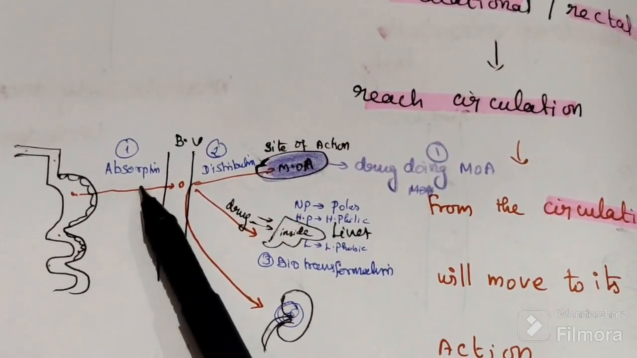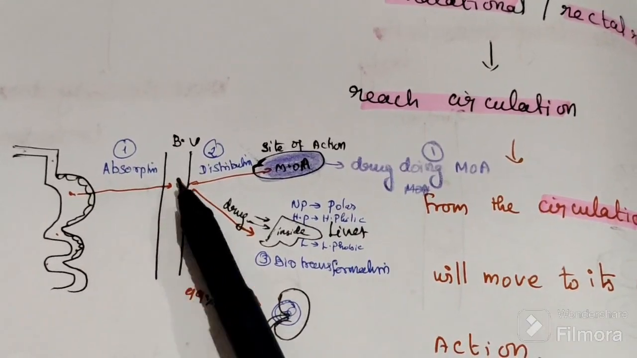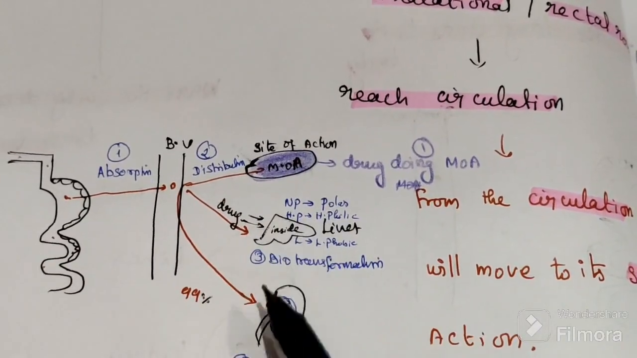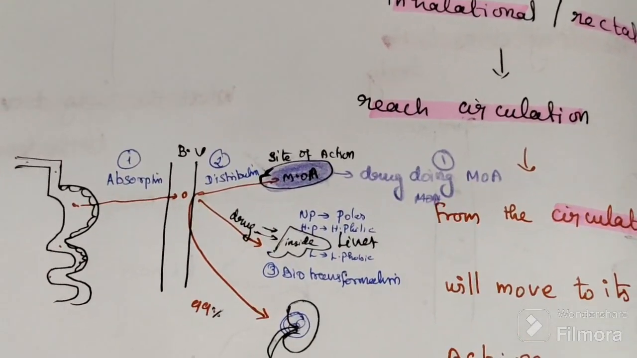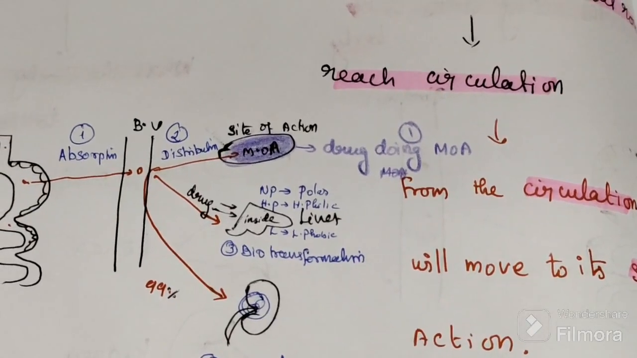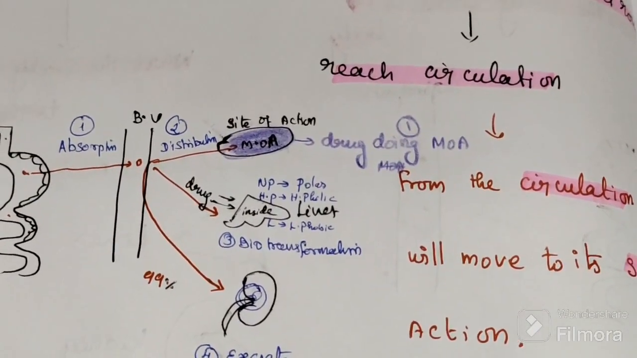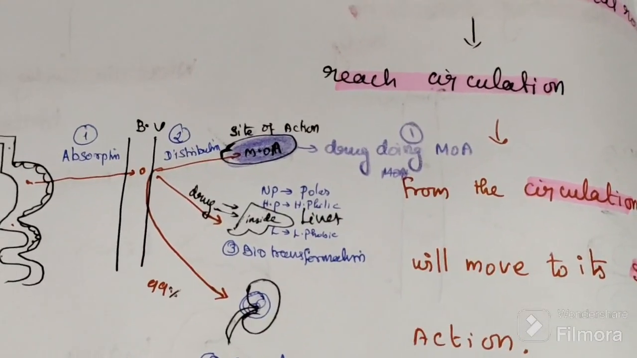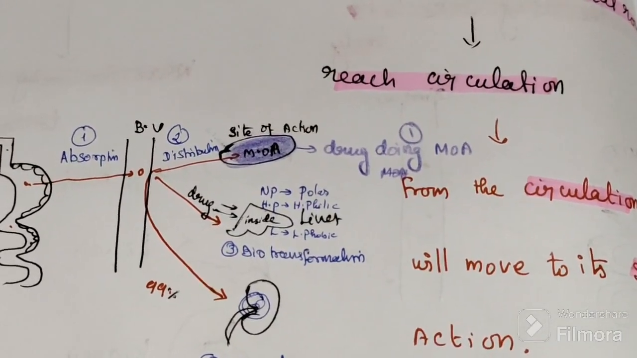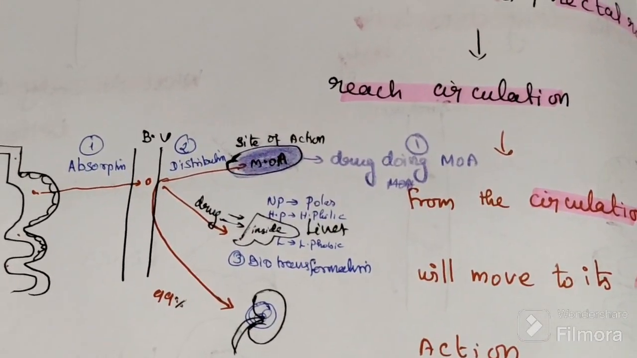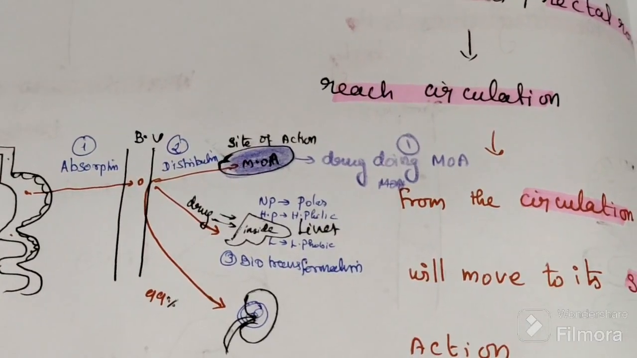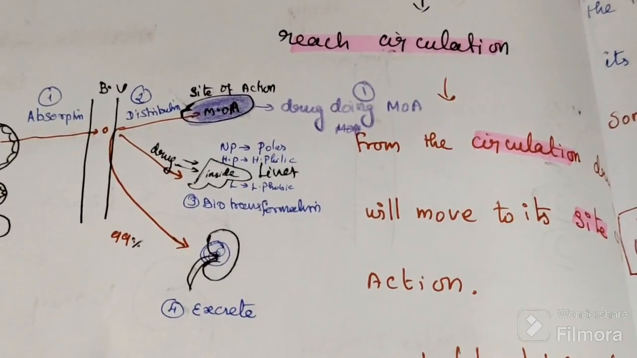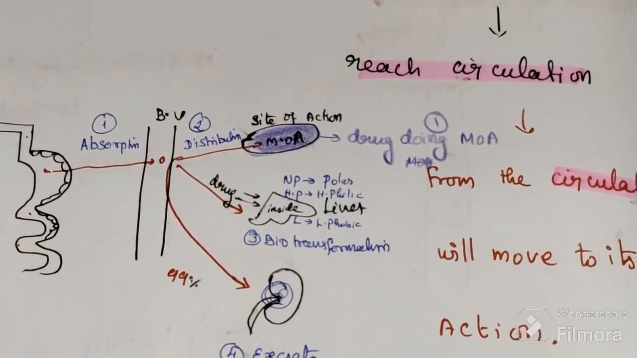So the first step is absorption: the drug gets absorbed and reaches the blood. From the blood it is distributed to various organs. This step is known as distribution, in which it goes to various organs and shows its mechanism of action. Then it goes to the liver, showing biotransformation or metabolism, meaning it is converted from non-polar to polar, and finally it is excreted out of the kidney. So four things are happening.